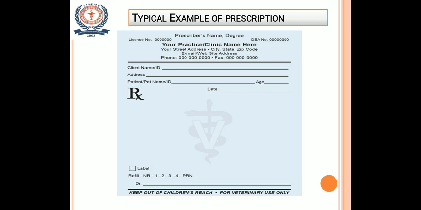Here is another example. This is a blank prescription which contains first of all the details of the physician, then the name of the patient, address details, then age, then the important date, the Rx symbol is present, and the blank space will include inscription, subscription and signatura. Now here you can see refill, NR and PRN. These two things are given. NR stands for non-repetatur and PRN stands for pro re nata. That means how many times the prescription should be repeated. And lastly, space is given for the signature of the physician and his details. So this is an example of prescription.